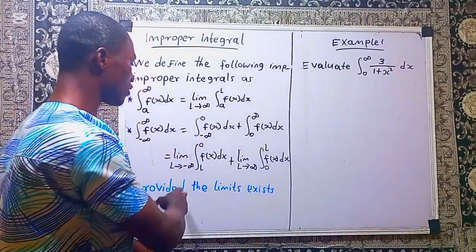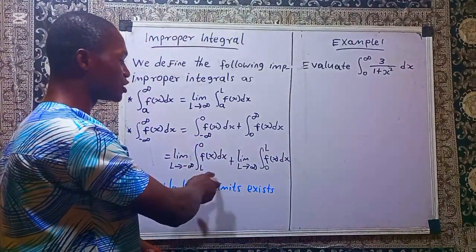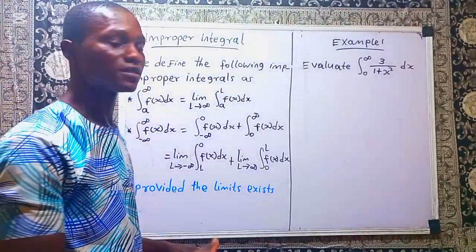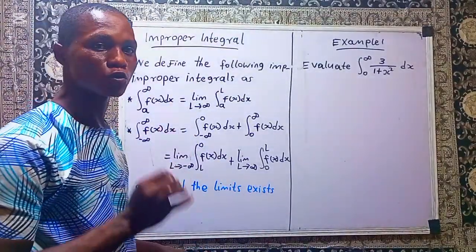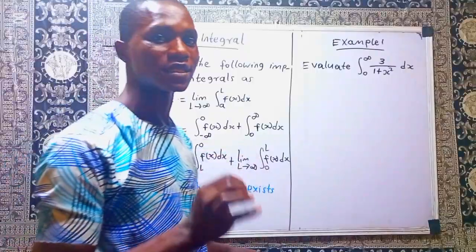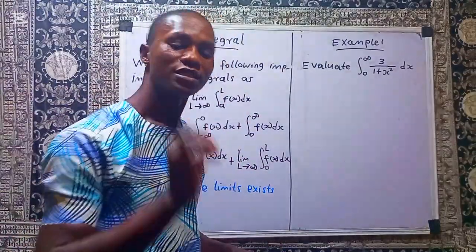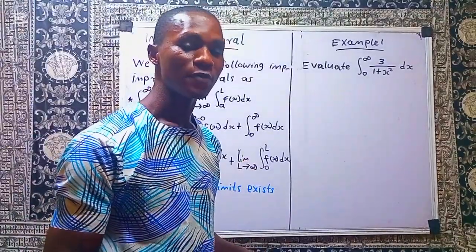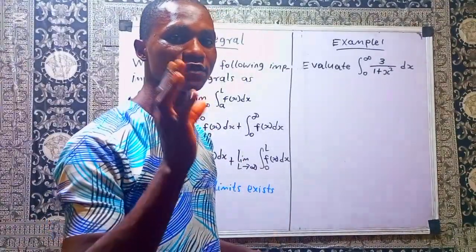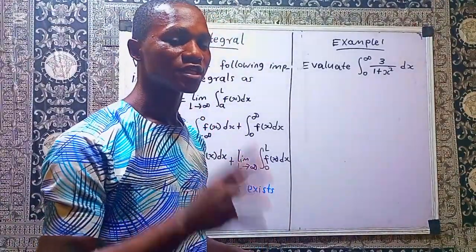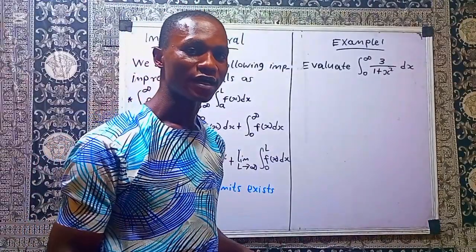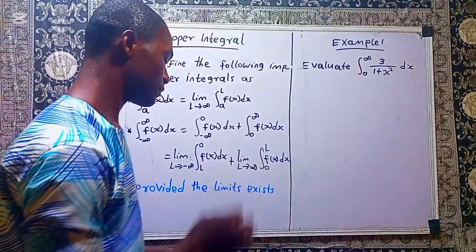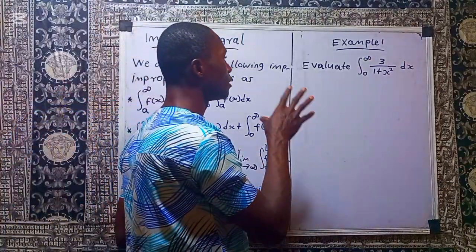So this is the definition of these improper integrals, and we say that this improper integral exists if the limit of the integration exists. So if the limit of integration exists, then this improper integral also exists. So when do we say that the limit exists? If the limit of the integration is a real number, then it will exist. But if the limit of integration is positive infinity or negative infinity, or an undefined expression, then this integration does not exist. So let's look at example one.